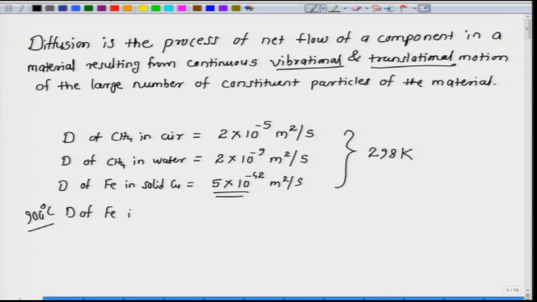So, the diffusivity of iron in copper comes out to be around 10 to the power minus 14 meter square per second. Even at 900 degree centigrade, diffusivity in solid copper is around 5 orders of magnitude slower than diffusivity of methane in water, and 9 orders of magnitude slower than diffusivity of methane in air, right. If we talk in terms of diffusion distances, it is easier to see.